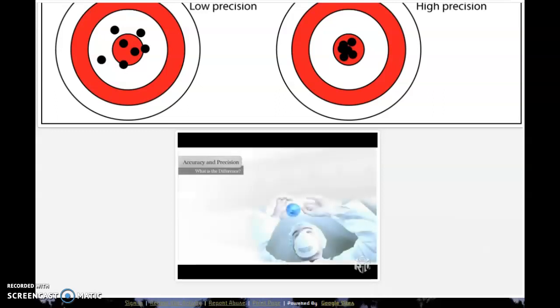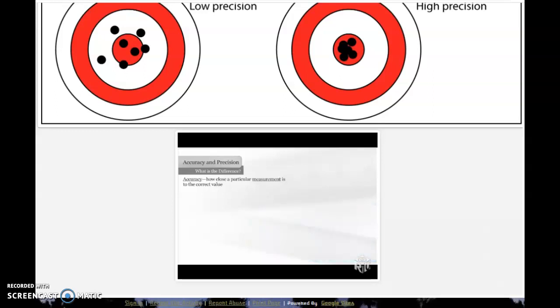A good scientific measurement is made with accuracy and precision. Accuracy tells us how close a particular measurement is to the correct value. For instance, how close is the reading of a thermometer to the actual temperature? Precision is the consistency of repeated measurement. In other words, are the results consistent each time something is measured? The more consistent the results, the more precise the measurement.